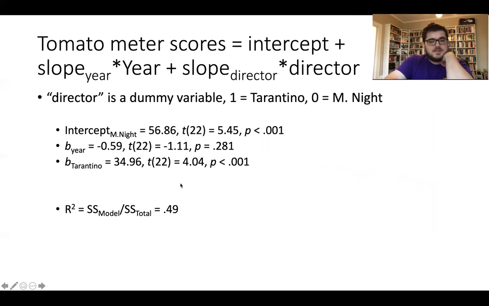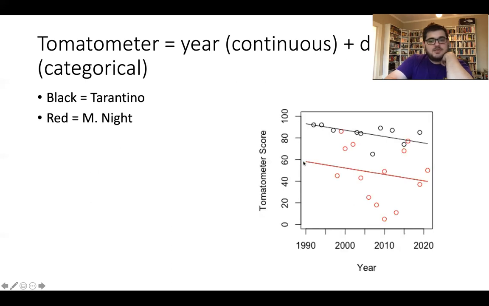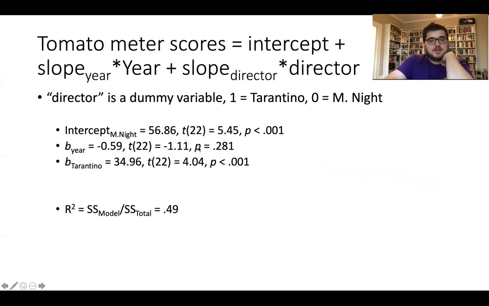And let's look at the statistical output. The intercept for the baseline category of M. Night Shyamalan movies is 57. And again, that's just our red line right here. That's where it starts at 57-ish, goes downhill from there. That's statistically significant. What does that mean? It just means that M. Night Shyamalan started off making movies that were not at 0. So they could get worse.